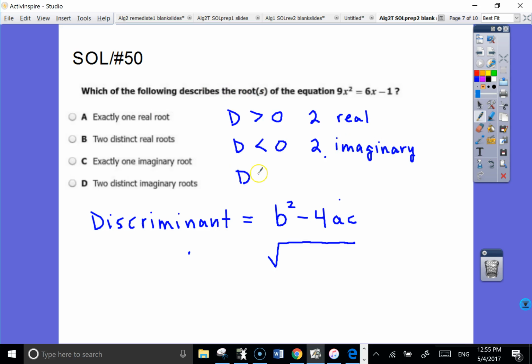And if d equals 0, then you're taking the square root of 0, which is 0, and plus or minus 0 gives you the same thing. So you only get one real solution.